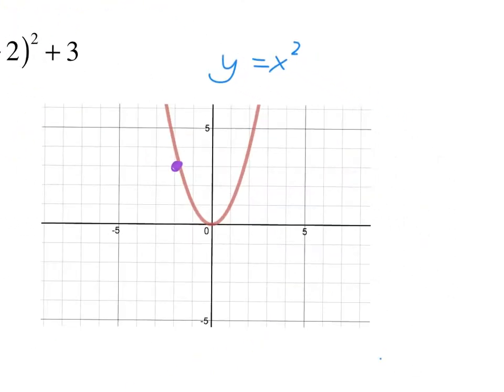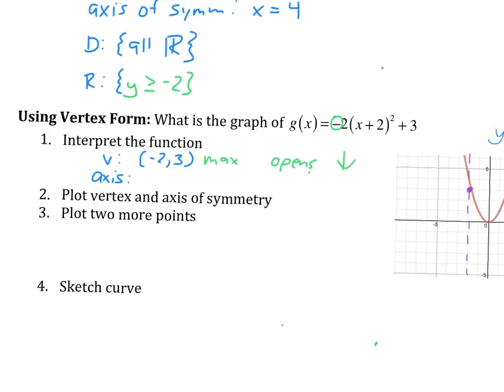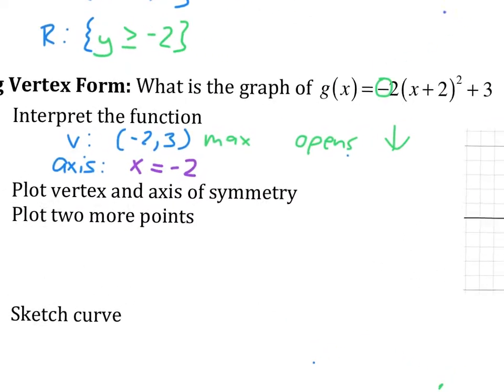We also know that the axis of symmetry is along this right here. That's going to be important as we are going to plot an additional point here. All right, so we plot the vertex and the axis of symmetry. That's step 2. We just did that. We also know it's going to open downward. And let me just mark my axis of symmetry, x equals -2. Now we're going to plot 2 more points. And actually what we're going to do is only find 1 more point, and we're going to bounce that off the axis of symmetry. So how do I find 1 more point?